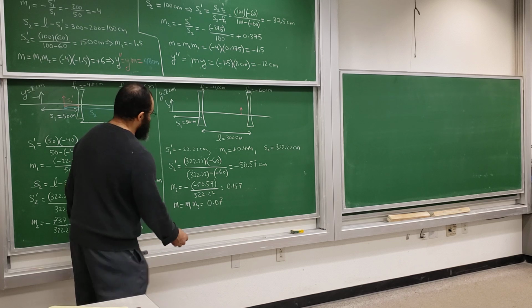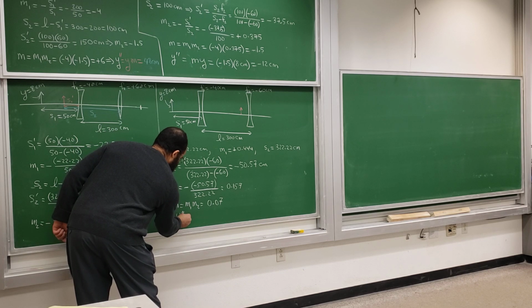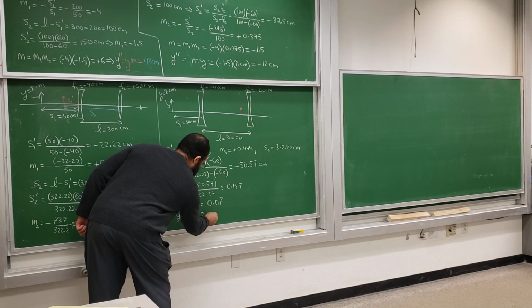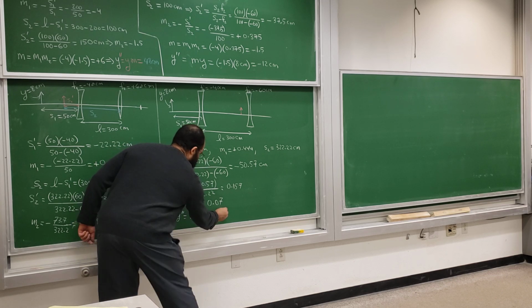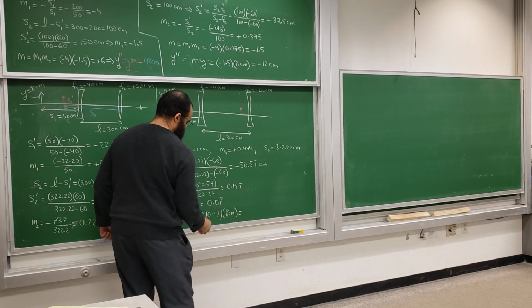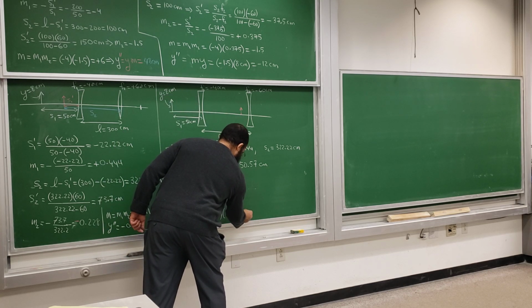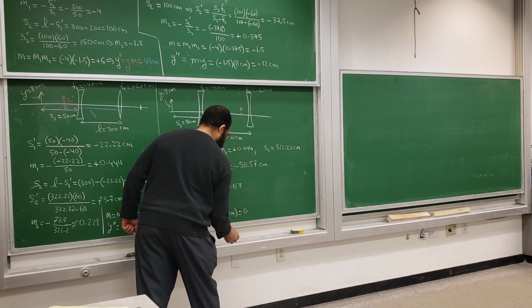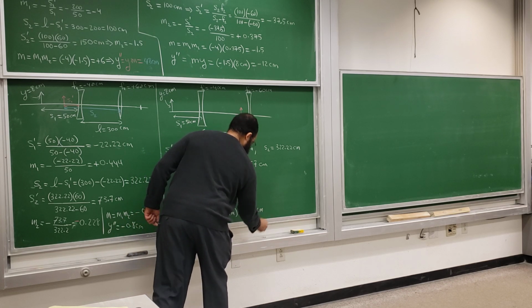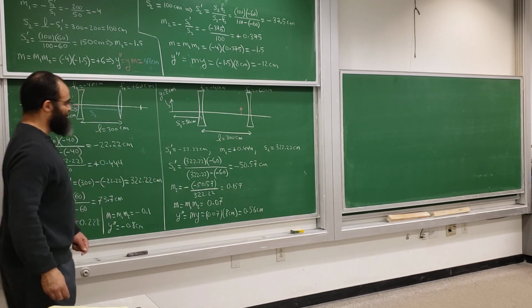So the final image, if you want to know y double prime, is going to be m times the original. So 0.07 times 8 centimeters. Is that 0.56 or 0.056? 0.56, I think. Can someone tell me? That's correct? Okay.